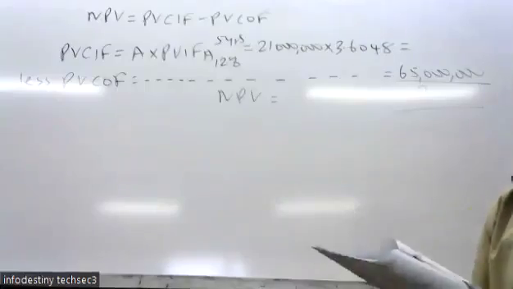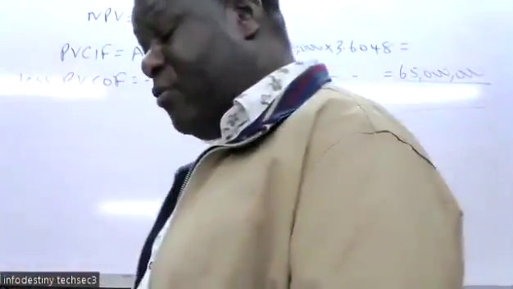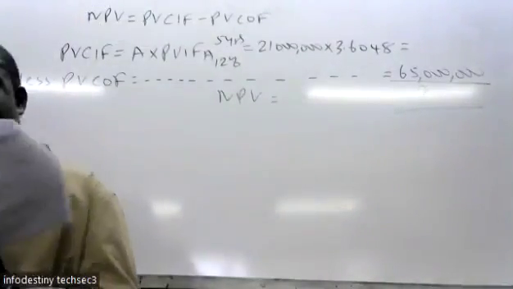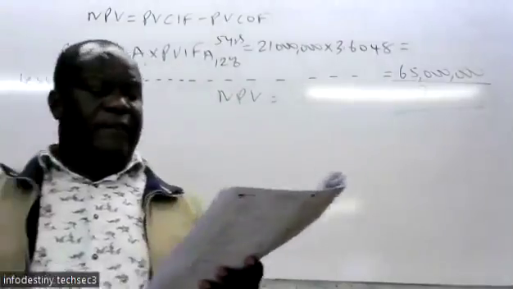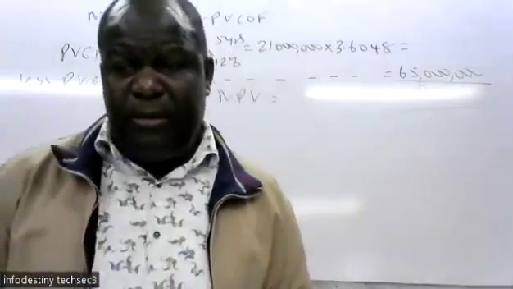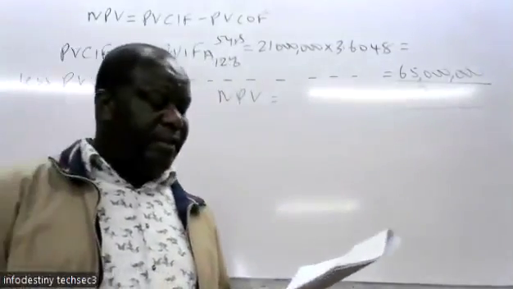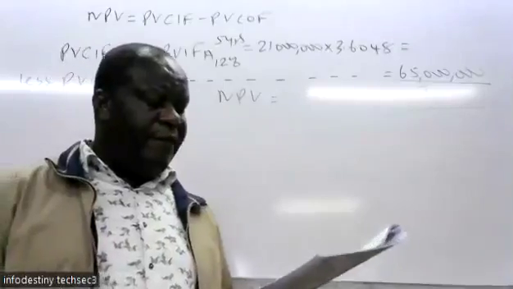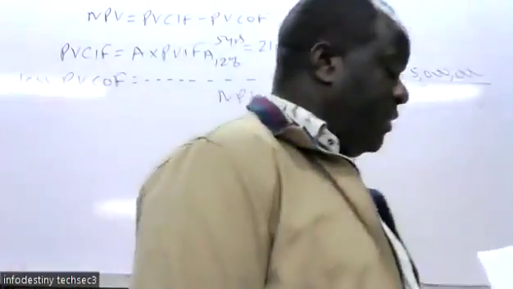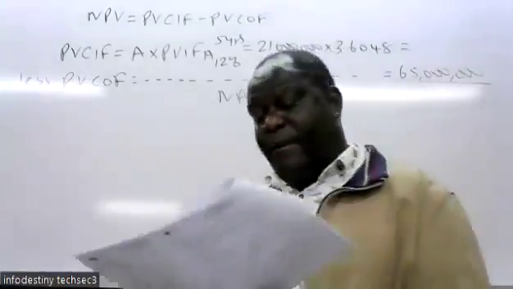So let us now go to part B of that same question. Kiwanda Limited is considering the launch of a new product M, for which an investment of 6 million in the plant and the machinery will be required. The production of M is expected to last for 5 years, after which the plant and the machinery will be sold for shillings 1.5 million.